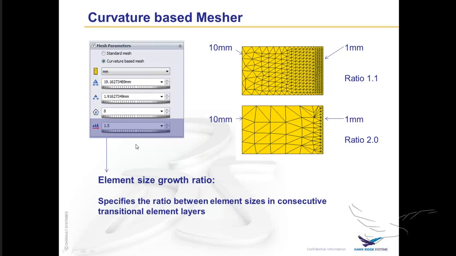So for the most part, we recommend that you leave the element size growth ratio at the default setting, unless you find a compelling reason to change it. And a lot of the time you might find reasons, especially at the assembly level, when one part interfaces or contacts another part and you're trying to get a compatible or incompatible mesh between those two.